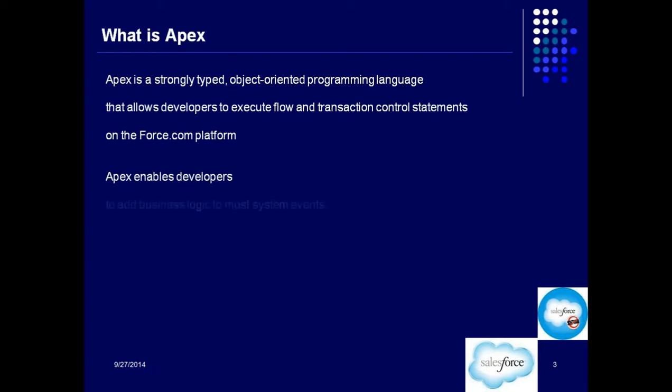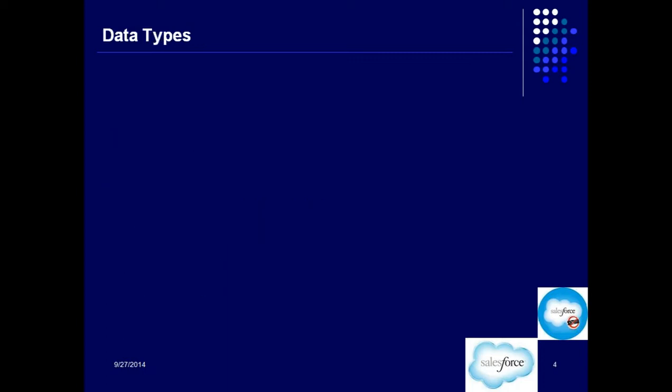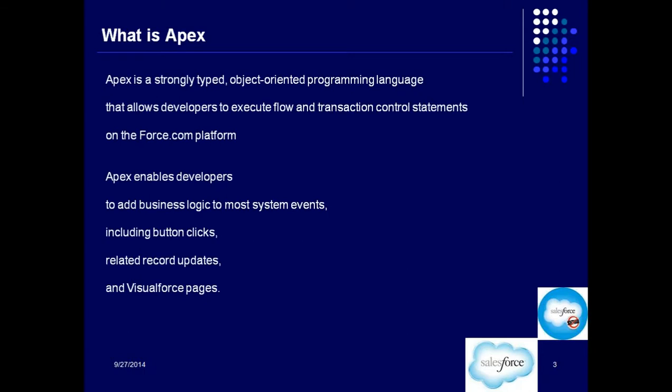Apex enables developers to add business logic to most system events, including button clicks. These can be system events, including button clicks, so Apex allows you to add logics on button clicks, record updates, and Visualforce pages. So this is where Apex can put logic. On a database update, on a click of a button, or on a Visualforce page, logics can be added using Apex.